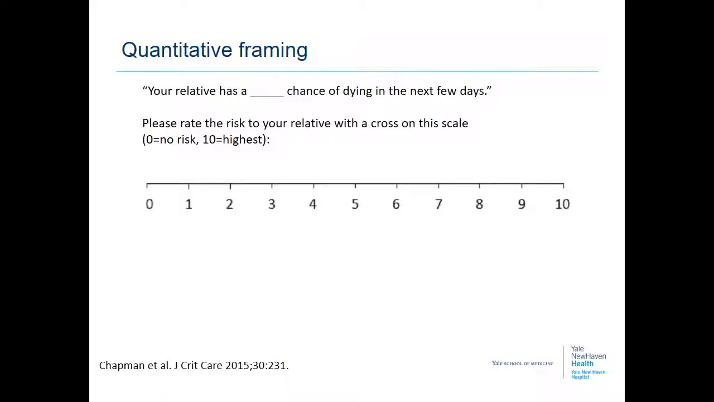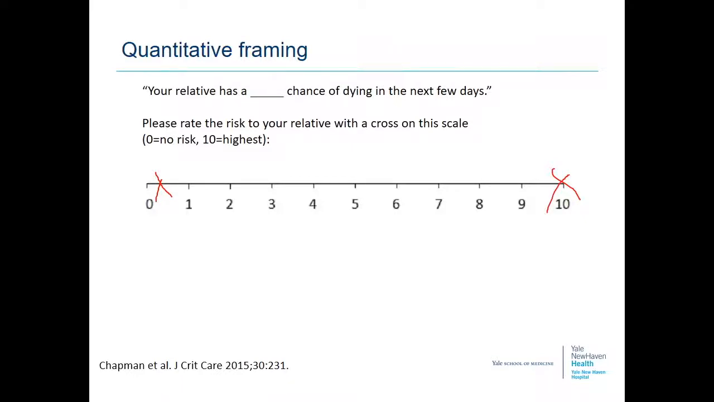So, for example, if a family heard that statement and felt that their loved one was not really at risk of dying, they would mark an X here on the lower end of the scale. And if they felt that it was certain their loved one was going to die, they marked a higher number on the scale.